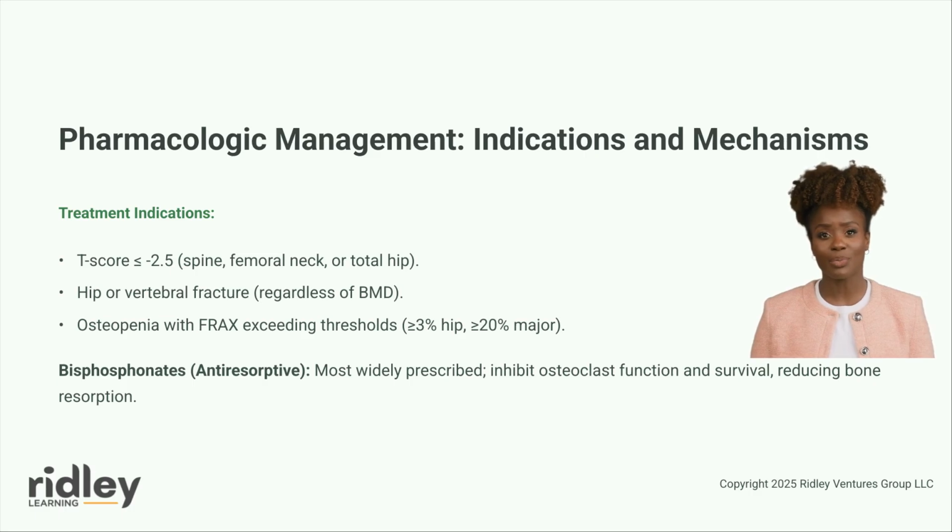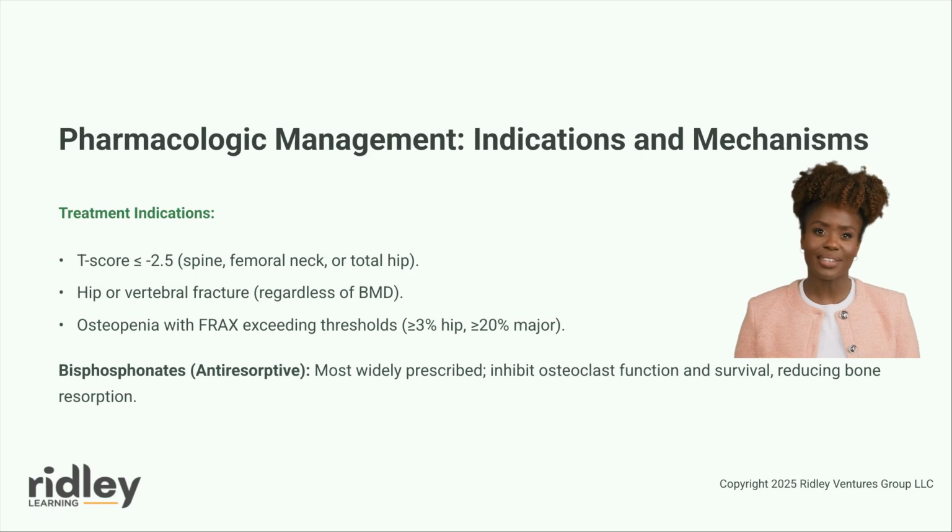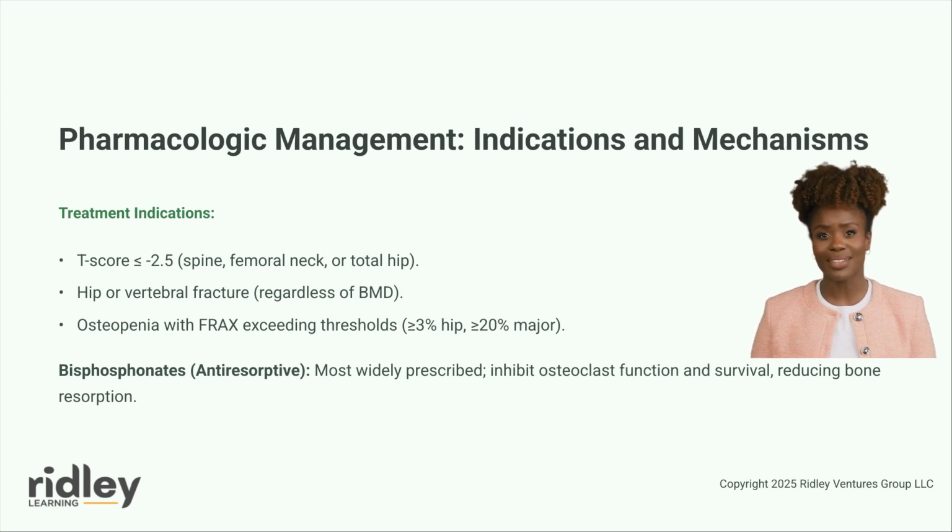These treatment thresholds reflect cost-effectiveness analyses, demonstrating favorable benefit to risk ratios when pharmacologic intervention is initiated at these fracture probability levels. The selection of specific pharmacologic agents depends upon fracture risk severity, patient comorbidities, contraindications, preferences, and considerations of treatment sequencing that have evolved substantially in recent guidelines.